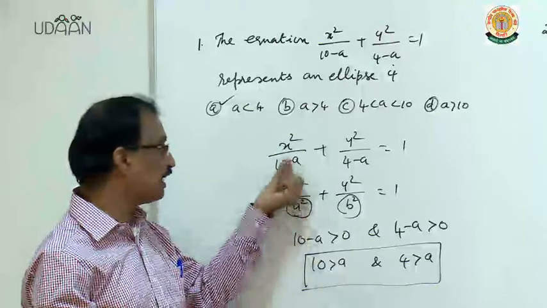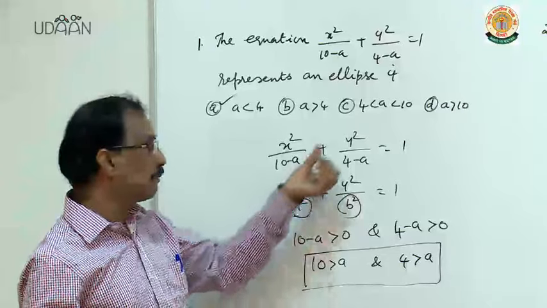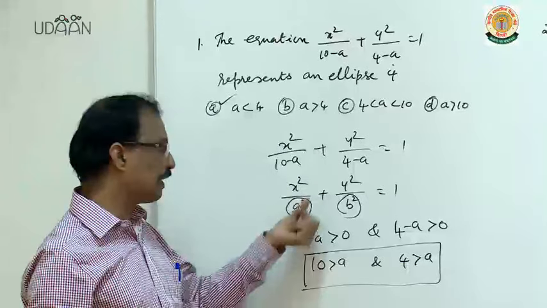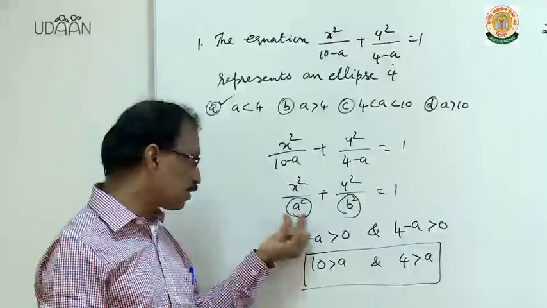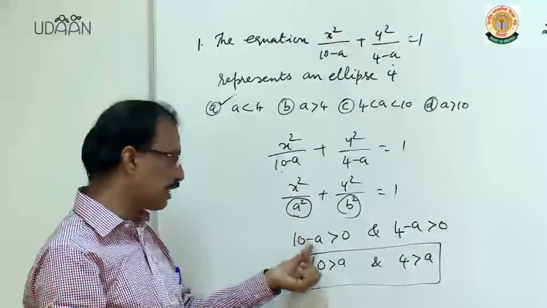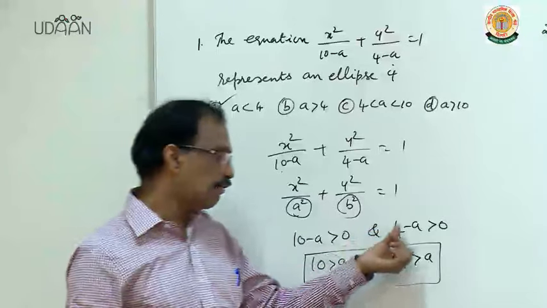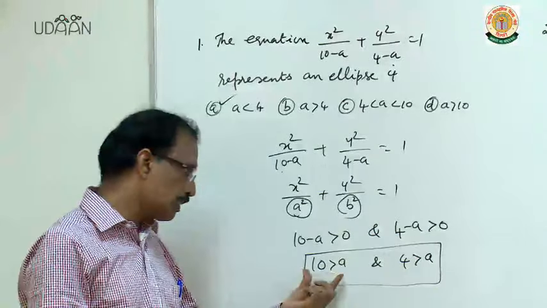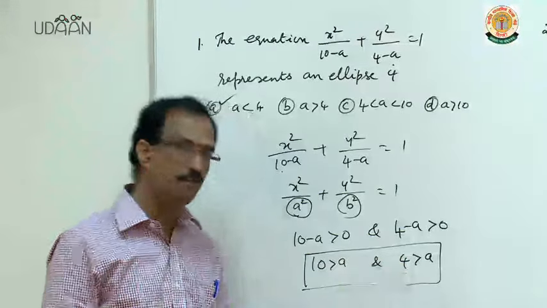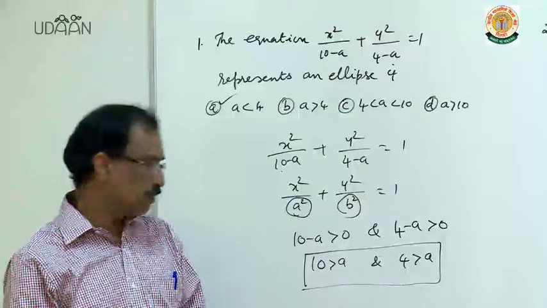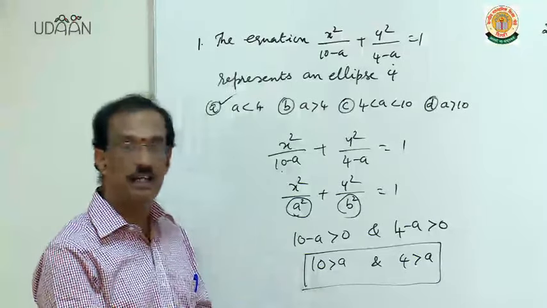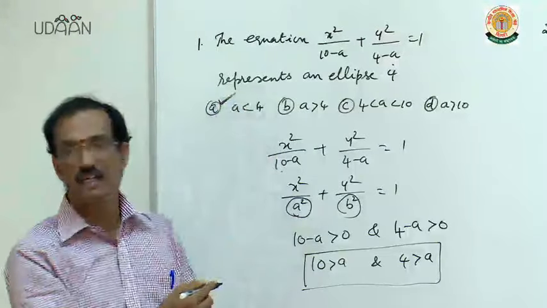So इसमें क्वेश्चन क्या दिया है, x स्क्वायर बाई 10 माइनस a प्लस y स्क्वायर बाई 4 माइनस a इक्वल टू 1. We know the standard form is x square by a square plus y square by b square equal to 1. It should be positive, इसलिए दोनों पॉजिटिव होना है. So पॉजिटिव होना है तो 10 minus a is greater than 0 and 4 minus a is greater than 0. उसमें से हमें मिला है 10 greater than a and 4 greater than a. That means a is less than 4 and a is less than 10. So a less than 4 itself contains that a less than 10 also. इसलिए option is a less than 4.